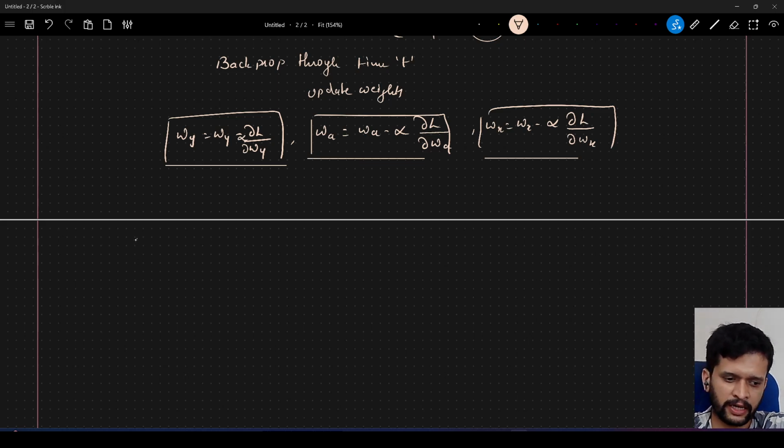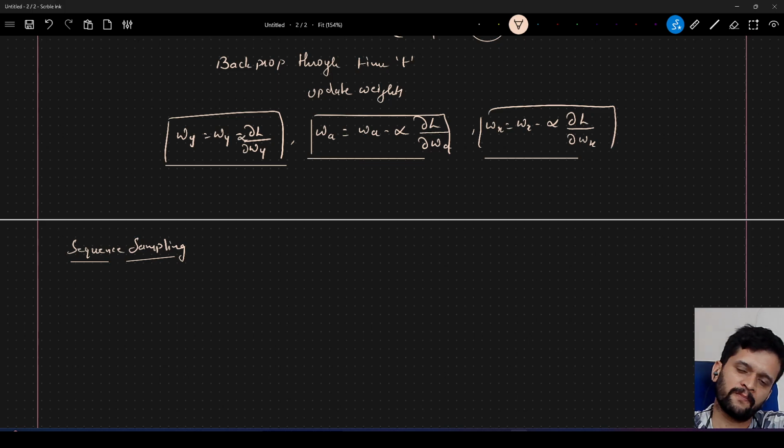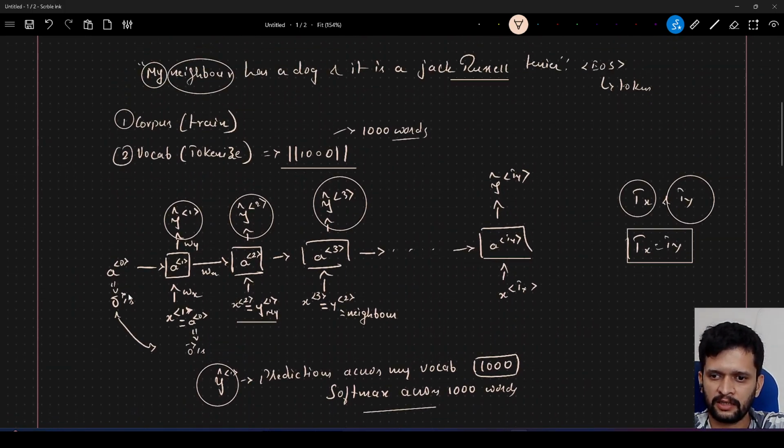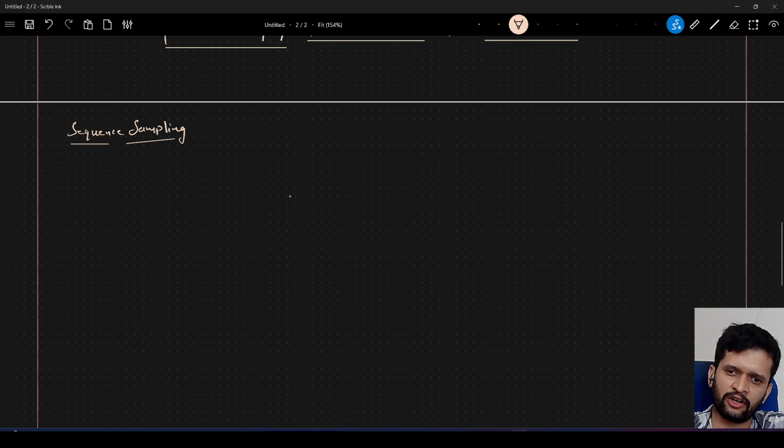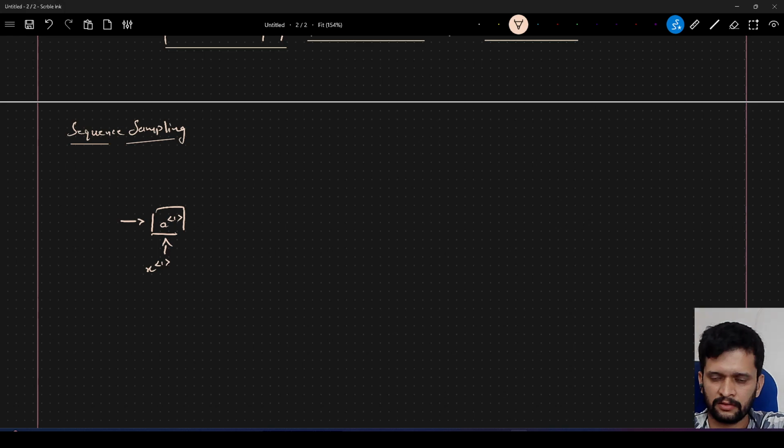What we can do is make use of something called sampling, also called sequence sampling. In this case, we will have a similar architecture like this. I'll just quickly draw that. I'll have my A1 and input X1. Now treat this as my trained RNN language model.